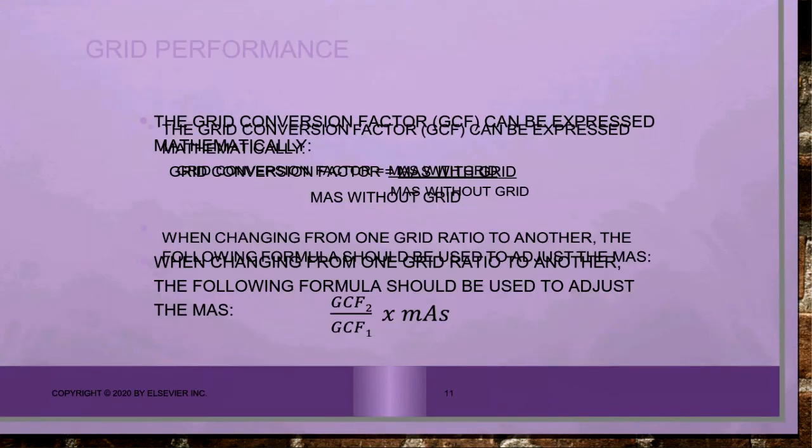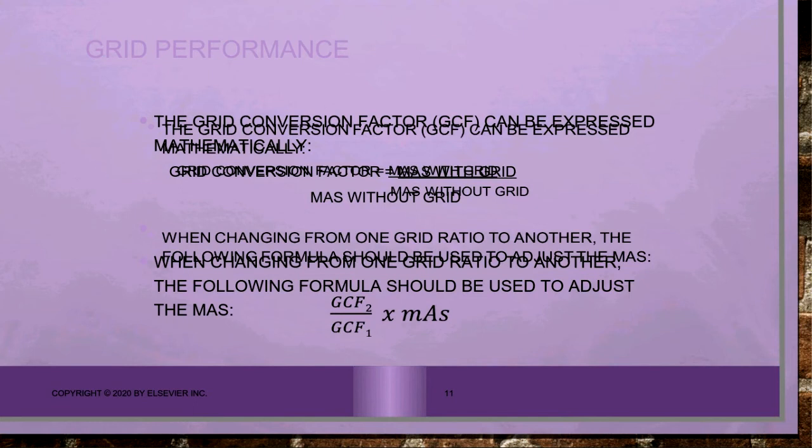All right, this next slide is, I don't know what happened, so I apologize for that. You can probably see in your PowerPoint it's a little bit more clear, but this is talking about the grid conversion factor and how it's a mathematical expression of the mAs with a grid divided by the mAs without a grid. Okay, and this formula we've discussed before.